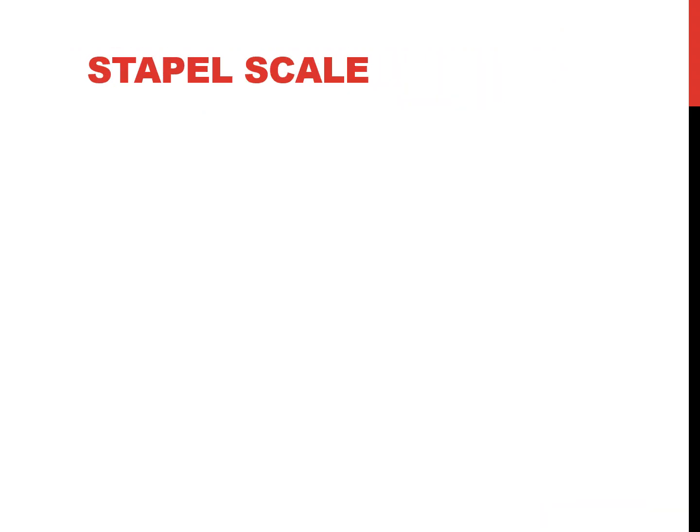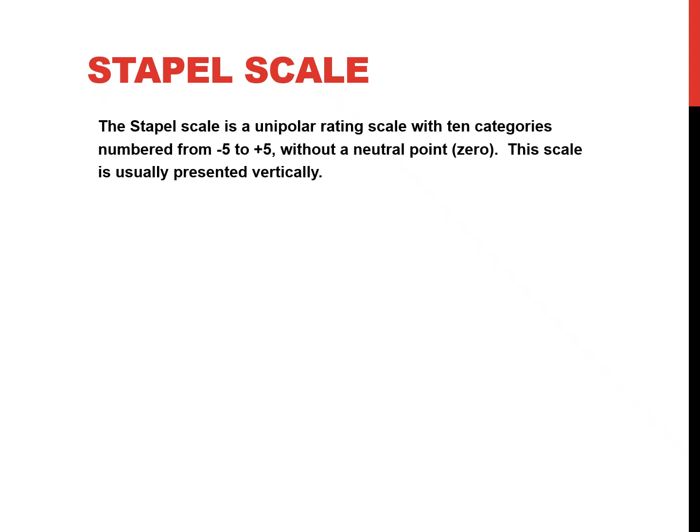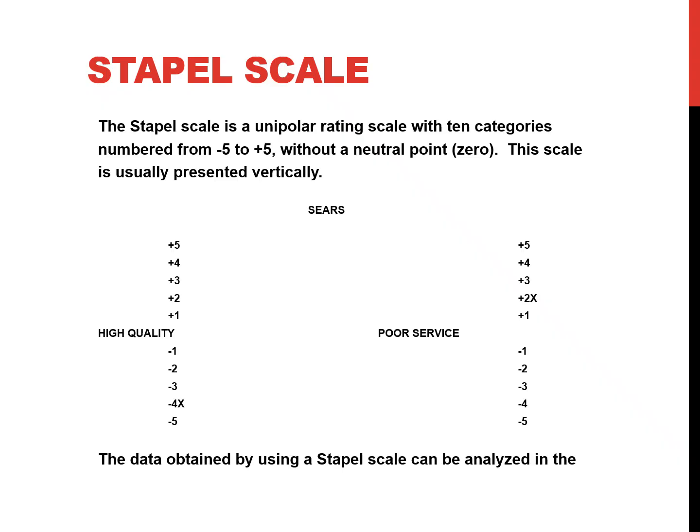A staple scale is a unipolar rating scale, normally with 10 categories and usually presented vertically, and it can also be analyzed the same way as a semantic differential scale. Okay, there we go. Let me show you how it's done. There you can see it varies from +5 to -5.